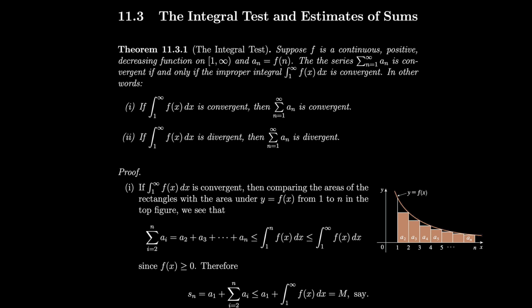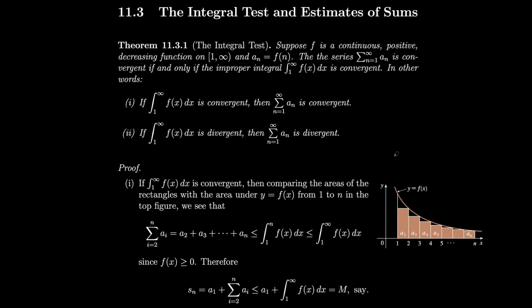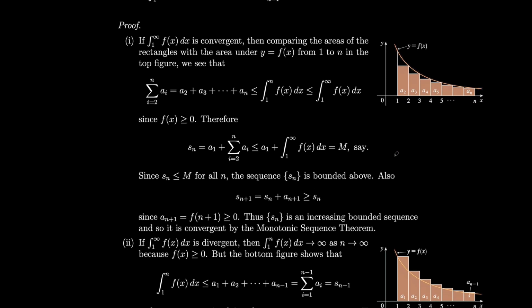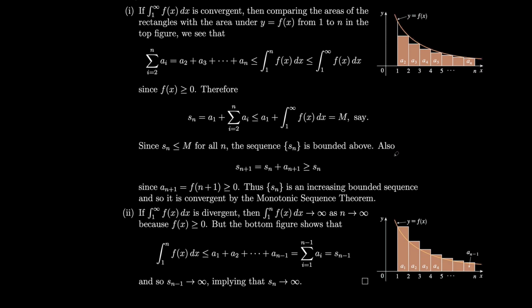In other words, if our integral is convergent, then our sum is convergent. If our integral is divergent, then our sum is divergent. So let's prove this. We have first the case where the integral is convergent.